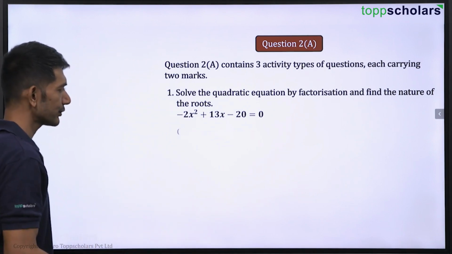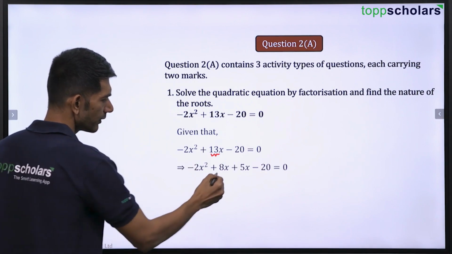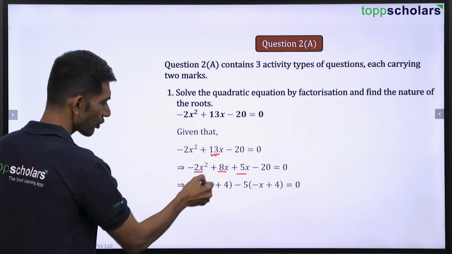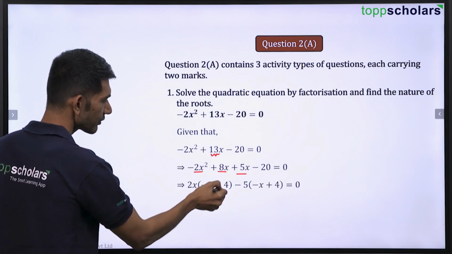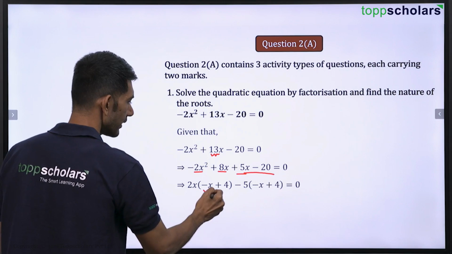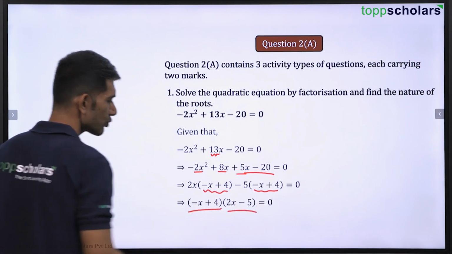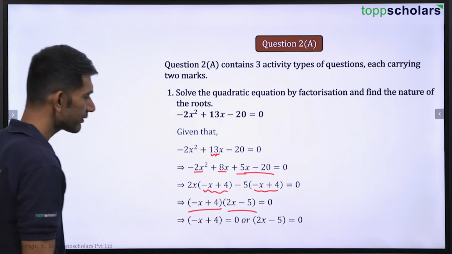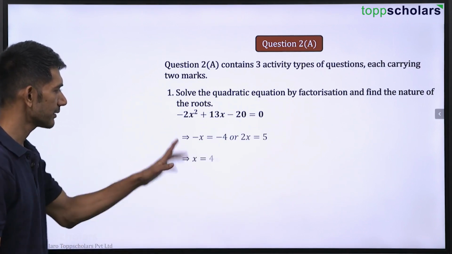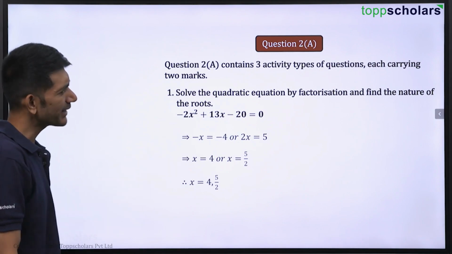If you want to see the entire solution, you can have a look at this. Here we split 8 plus 5. Then you take 2x common. This is minus x plus 4. From here, you take minus 5 common. You get minus x plus 4. Then again you have minus x plus 4 and then 2x minus 5 is equal to 0. Then these two brackets equal to 0. You get the value of x as 4 or the value of x as 5 by 2. Correct? Actually, they made it very complicated.